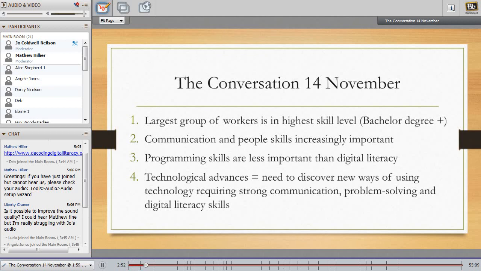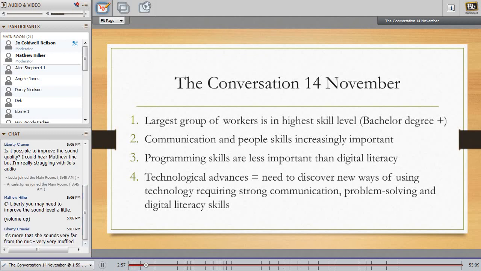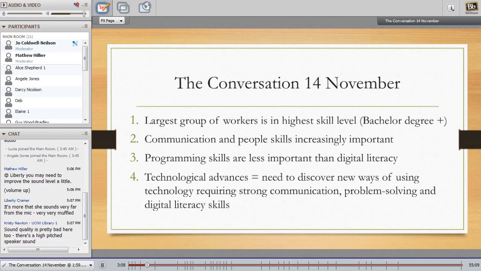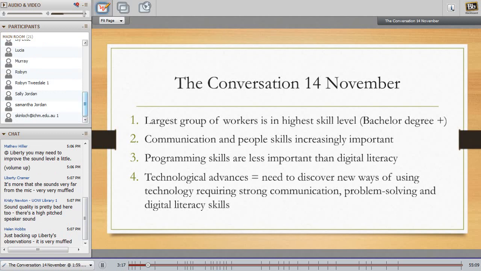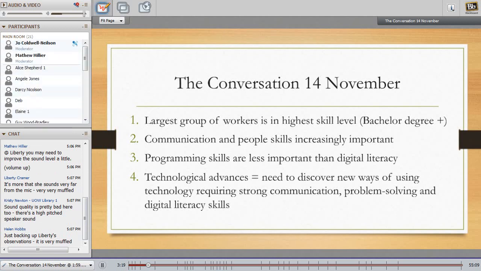The writer indicated that communication and people skills were becoming increasingly important, and I think we all recognise that. But what was really interesting was they were talking about programming skills being less important than digital literacy. And this particular point is of concern, as the primary and secondary education systems are focusing on teaching programming rather than digital literacy in the context of the digital technologies curriculum, which was introduced in 2015.